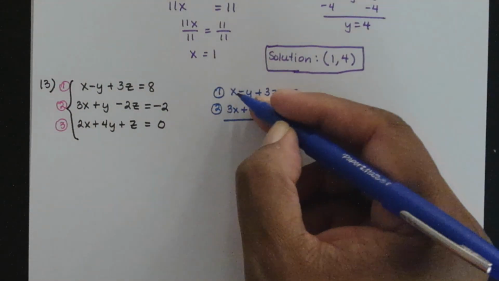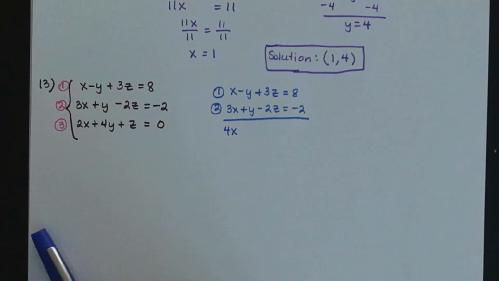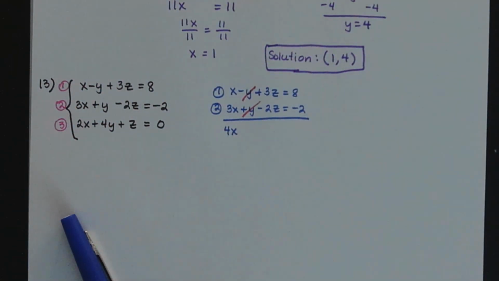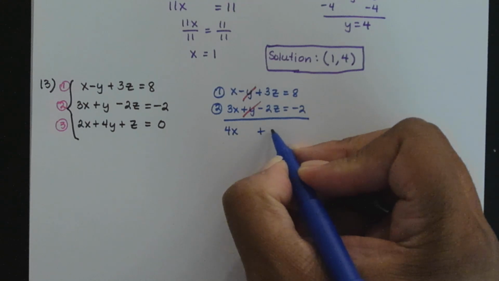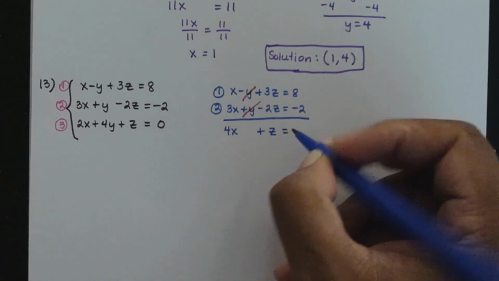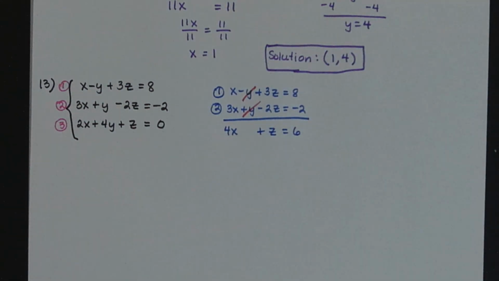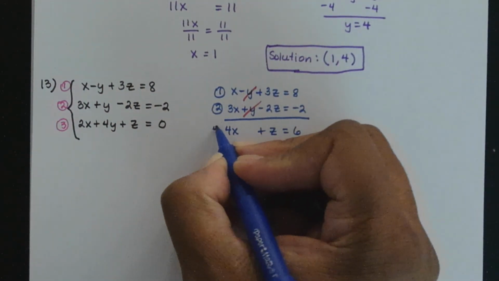So now, x plus 3x will be 4x, minus y and the plus y are gone. And then 3z minus 2z will be plus z. And then 8 plus negative 2 is 6. So I got 4x plus z is equal to 6. This I will label as equation 4.